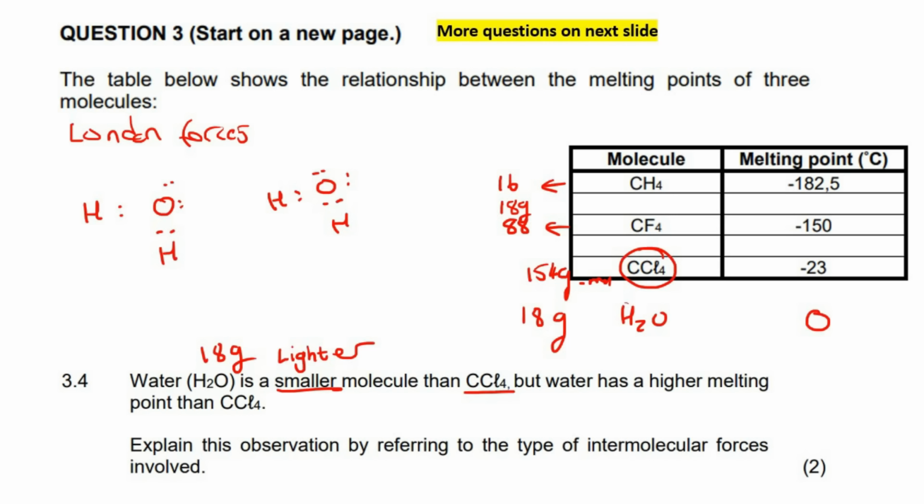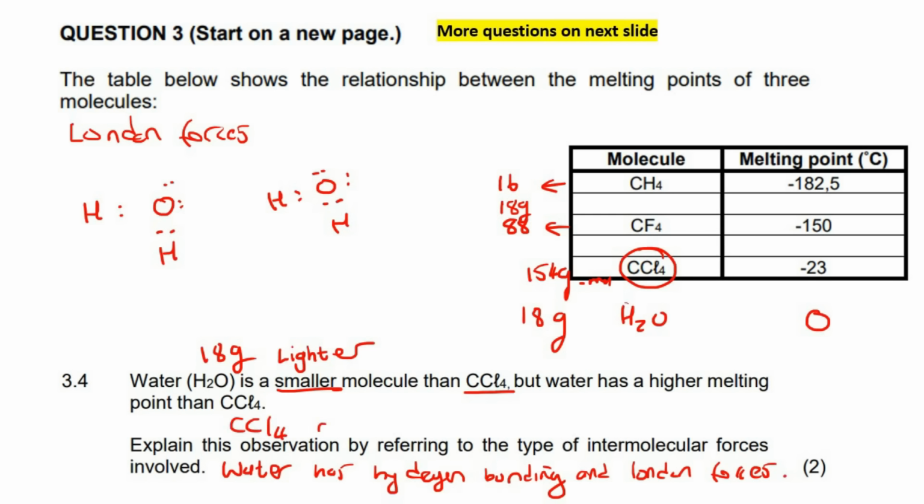So it says, explain this observation by referring to the type of intermolecular forces. So we can just say that water has hydrogen bonding. And you could also say it's got London forces. Every molecule has London forces because London forces simply arise due to the movement of electrons. And all molecules have electrons. So water has hydrogen bonding and London forces, whereas CCl4 only has London forces.